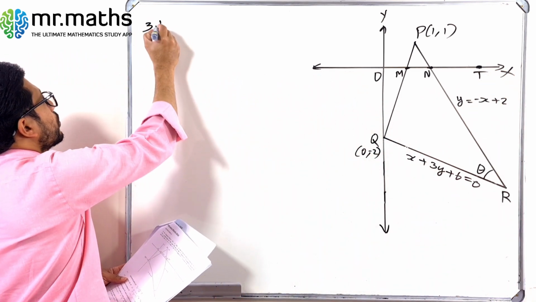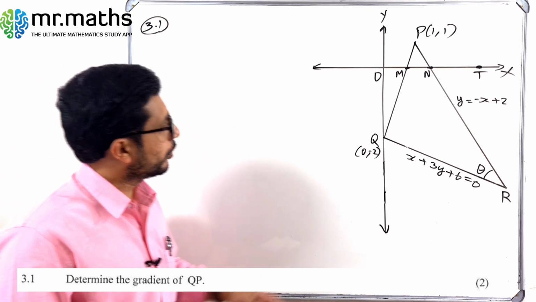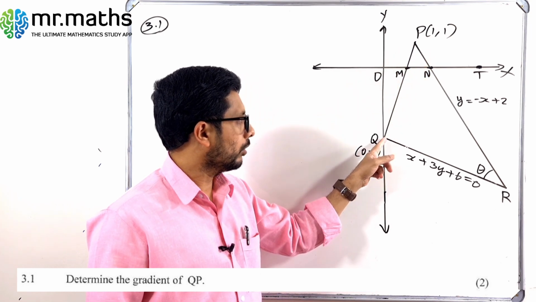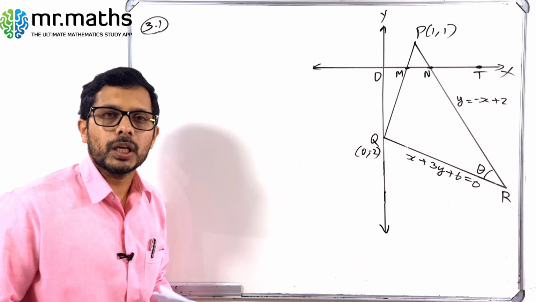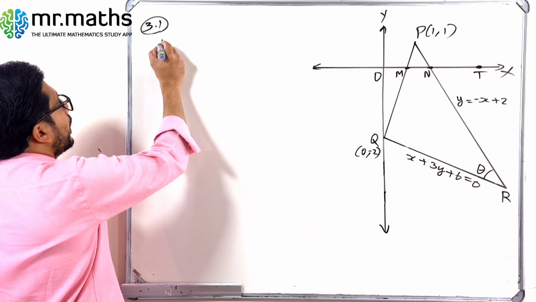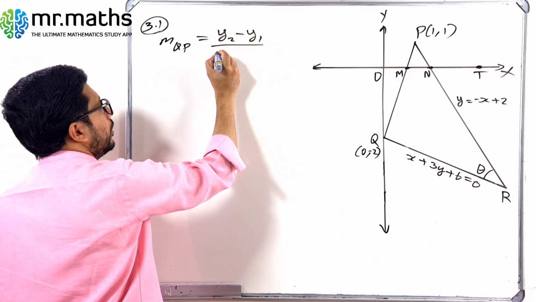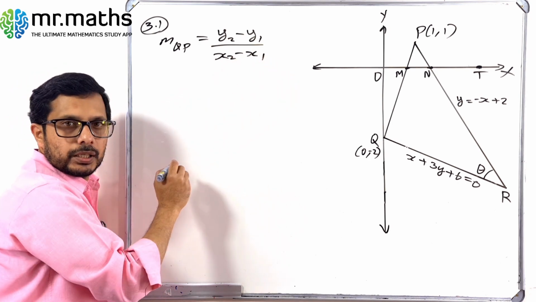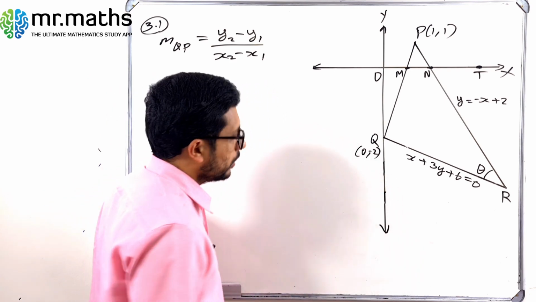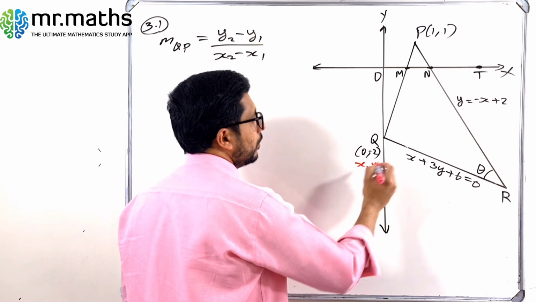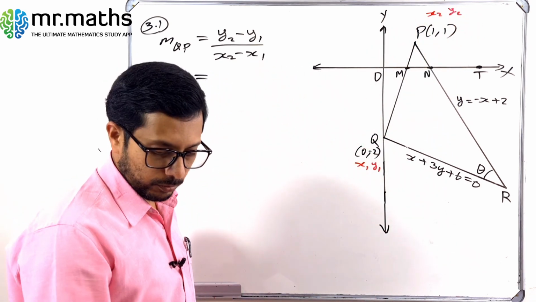Question 3.1: Determine the gradient of QP. You have to find the gradient of QP. That means you know the coordinates of Q and P. So once we know both coordinates, we can apply the gradient formula. Gradient of QP is equal to, what is the gradient formula? y2 minus y1 divided by x2 minus x1. So let's call this x1 y1 and this x2 y2, or the other way around, you will get the same answer.